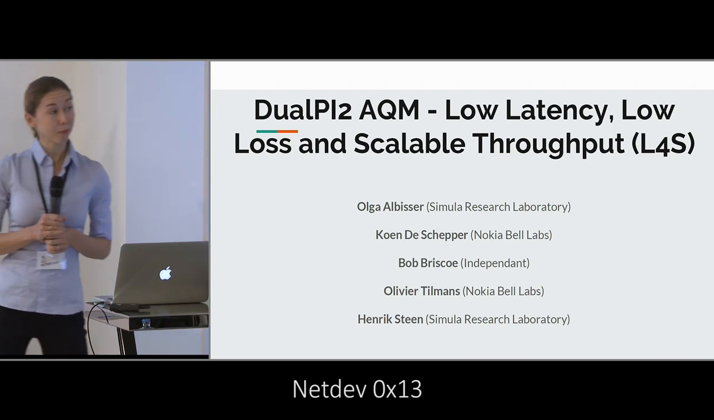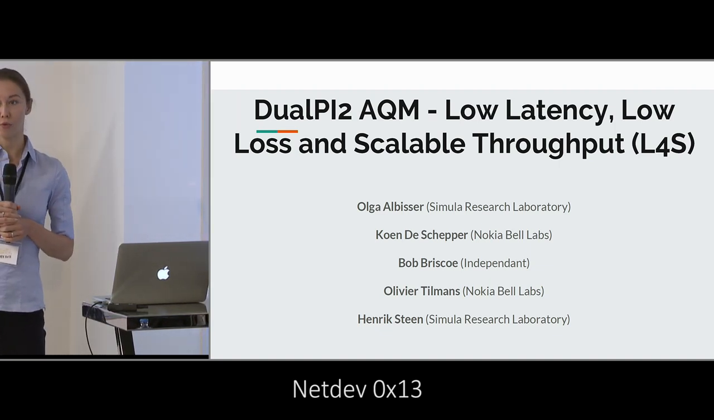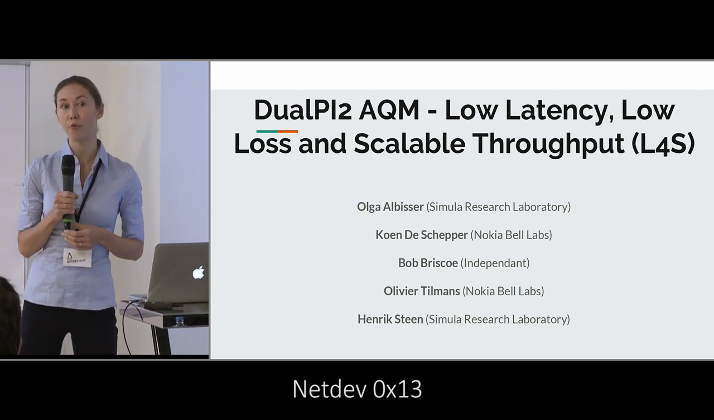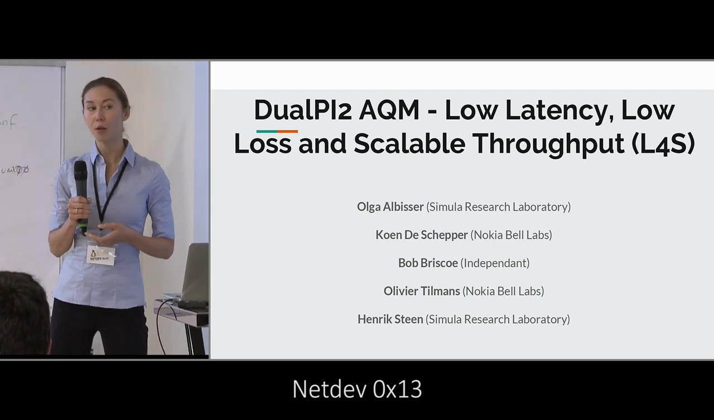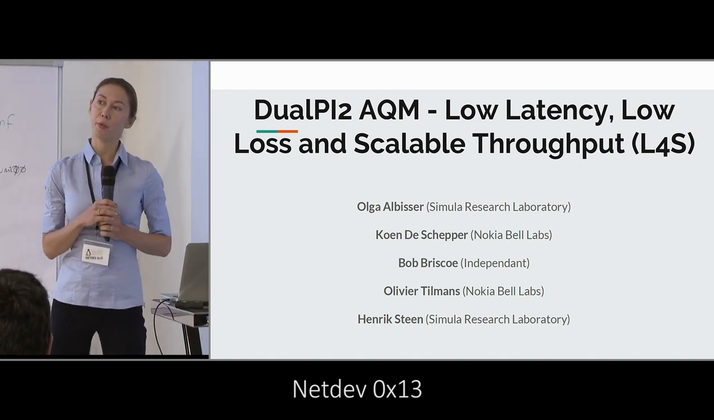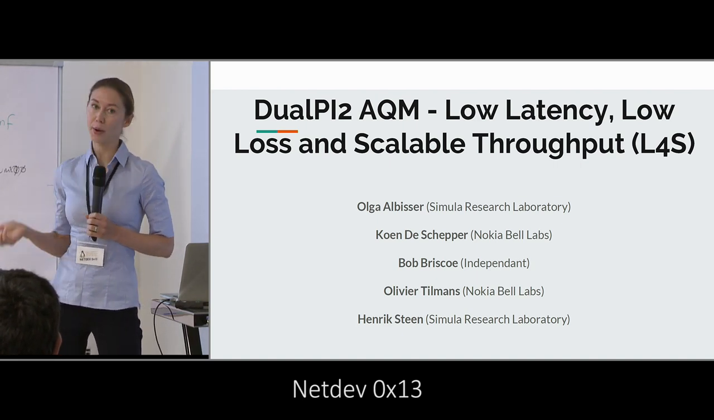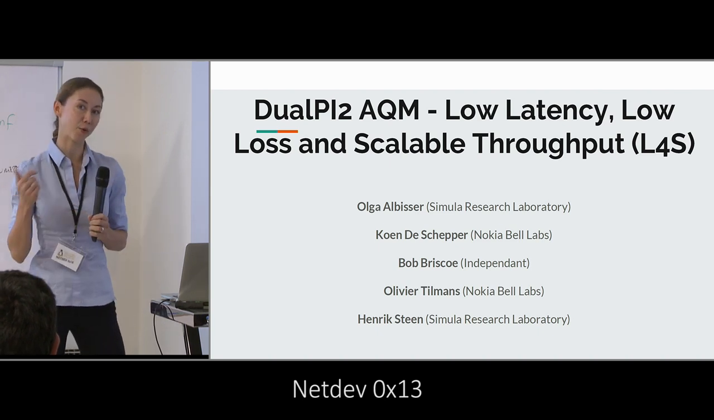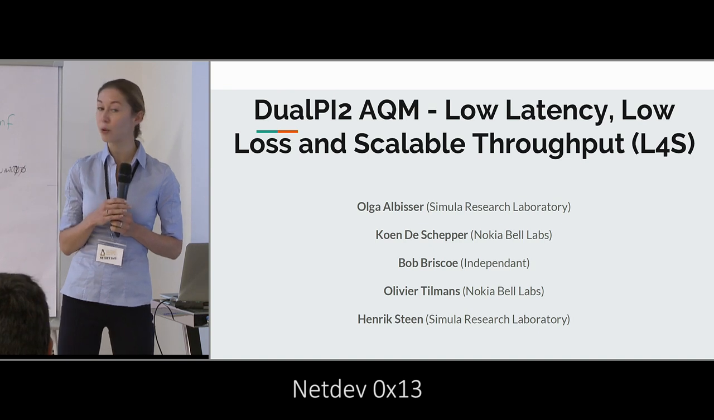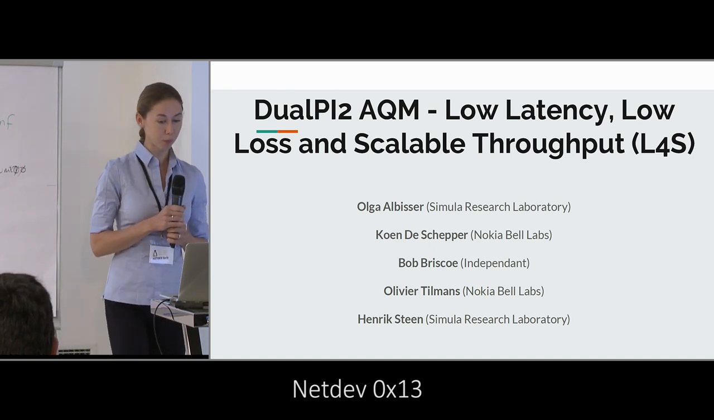My name is Olga. I'm going to talk about DualPI2 AQM, which is a mechanism for low latency, low loss, and scalable throughput. Some of the co-authors of this talk are present today, and Bob had an earlier presentation about TCP Prague in a different track, which you might have attended.